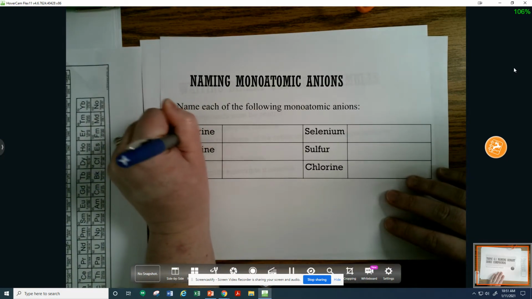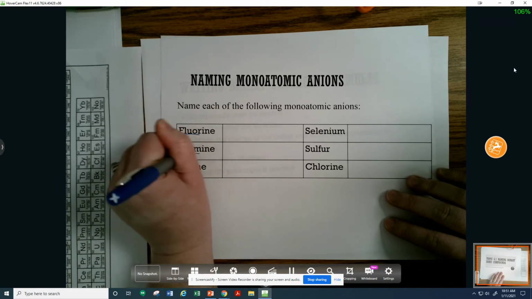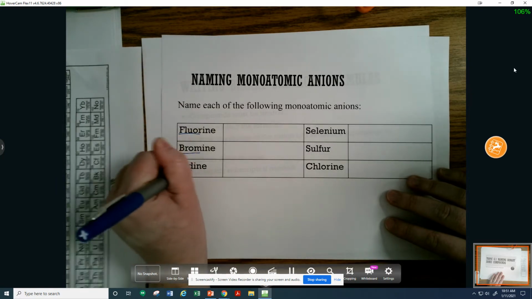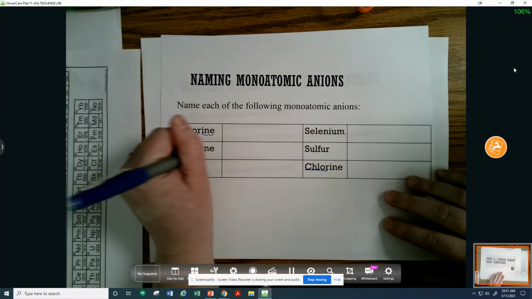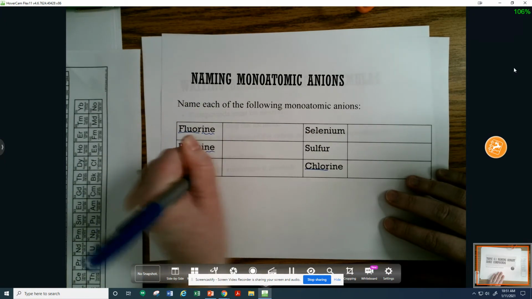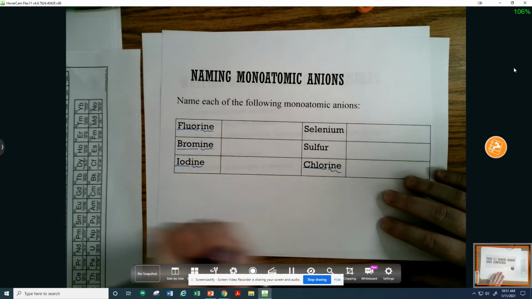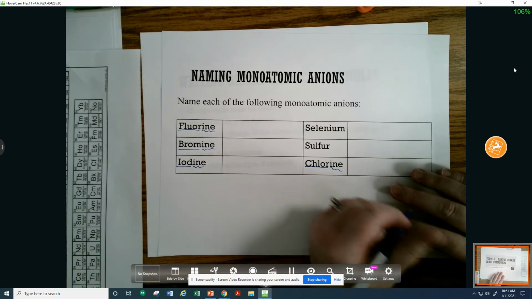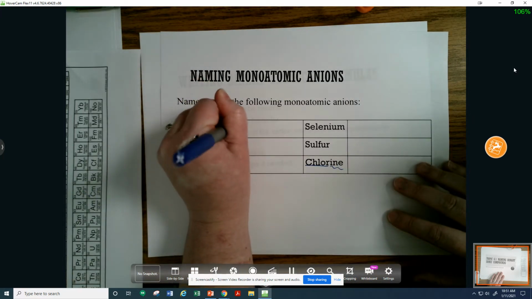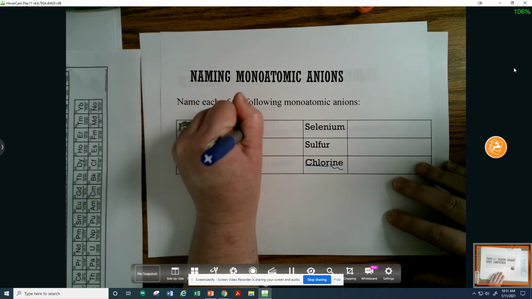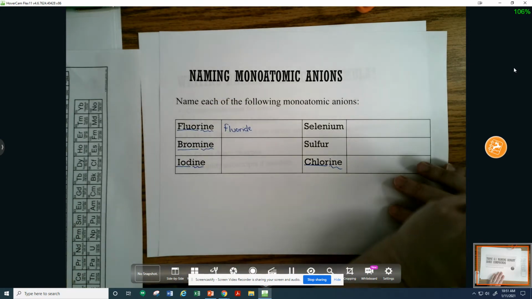So for example, we have fluorine, bromine, iodine, and chlorine. So the -ine is what's going to be removed, and everything to the left of it is the stem. So fluorine becomes fluoride, which when you go to the dentist, you probably recognize that.